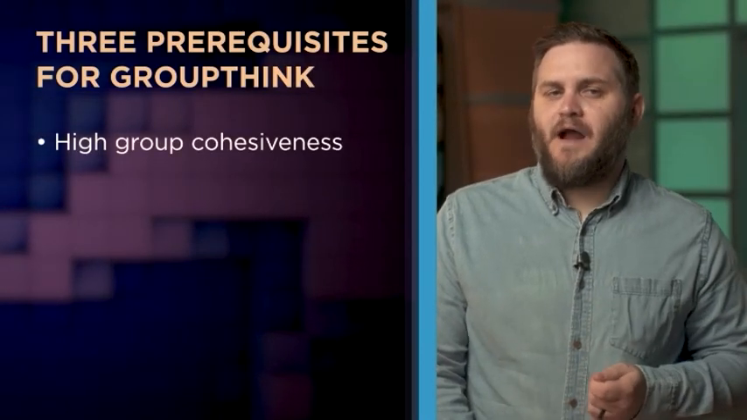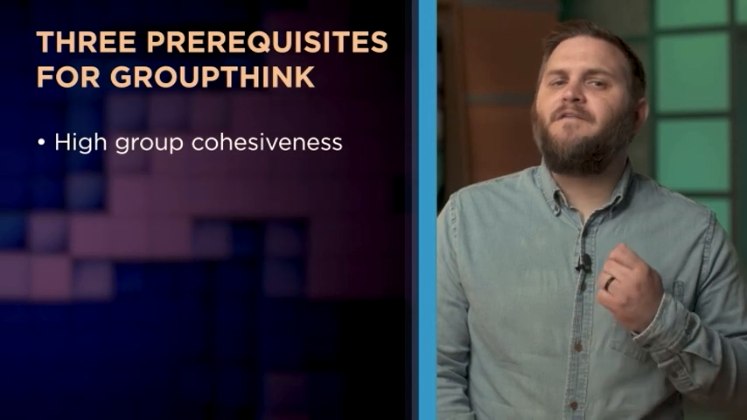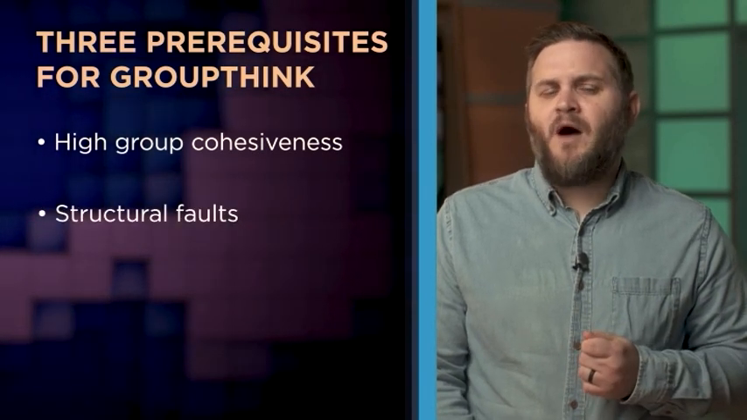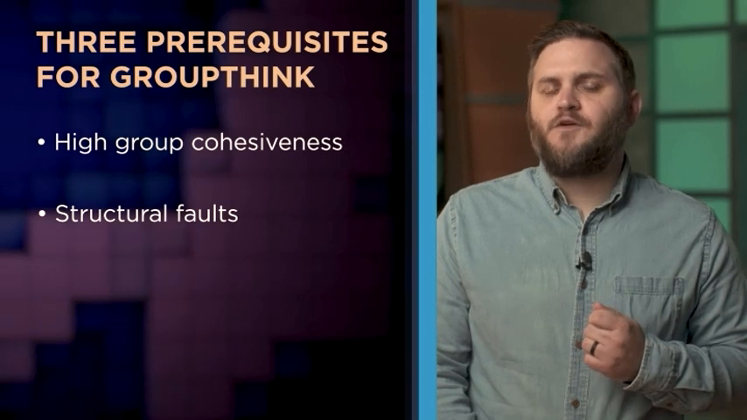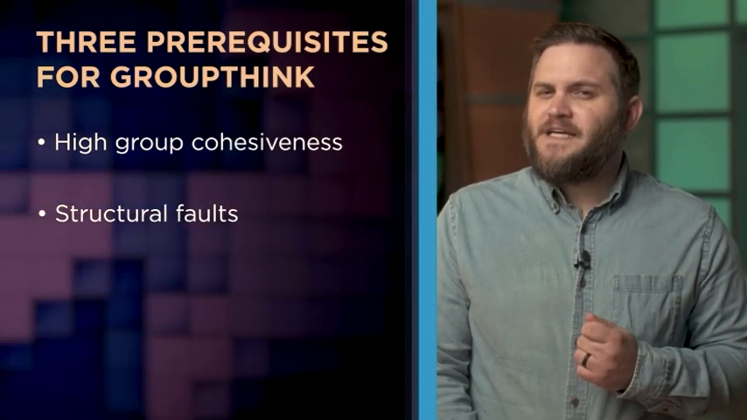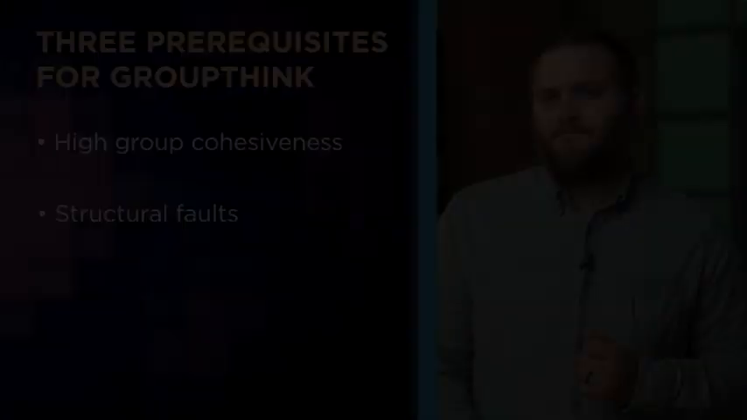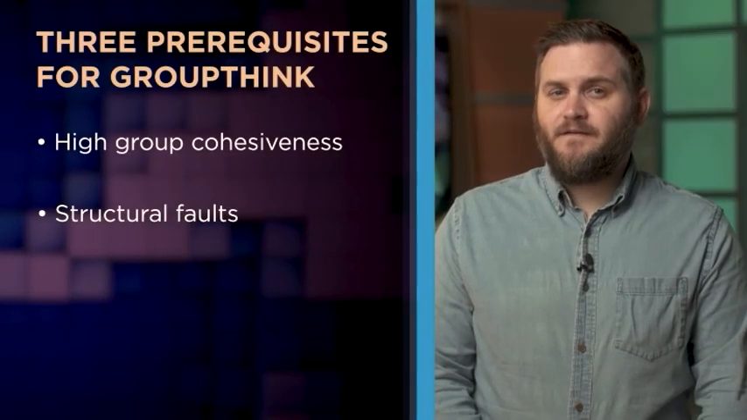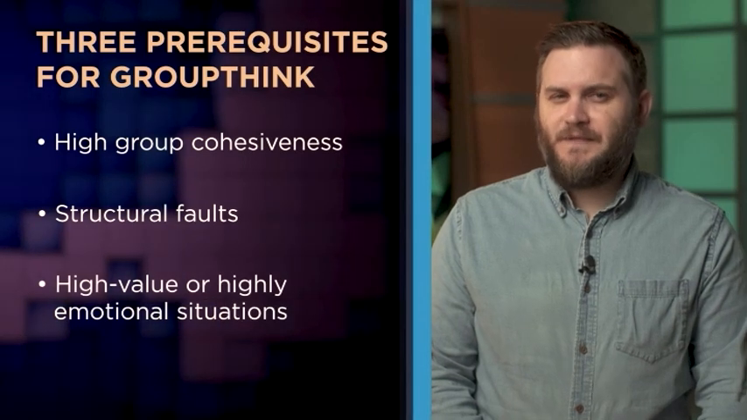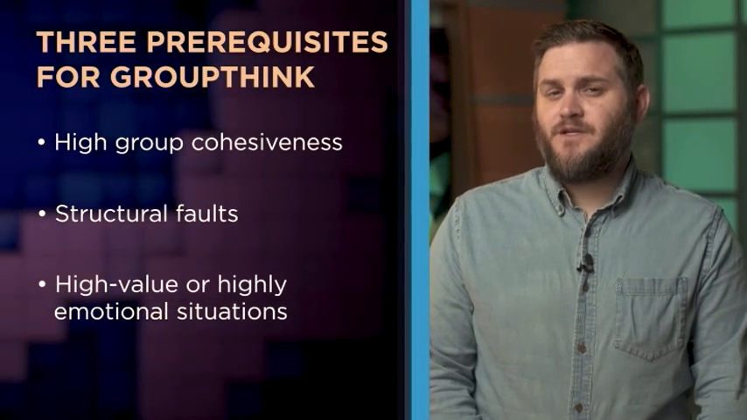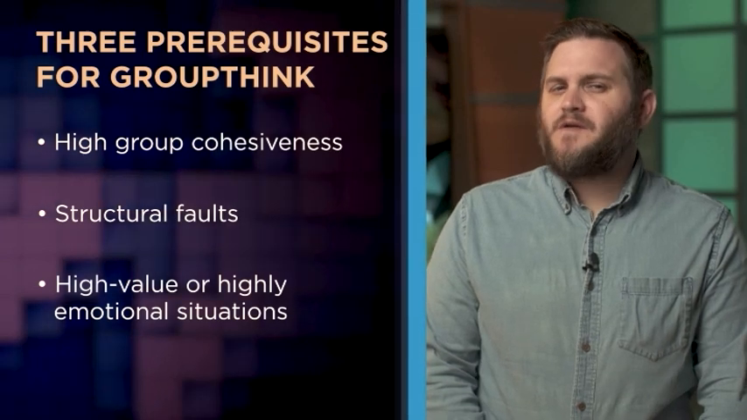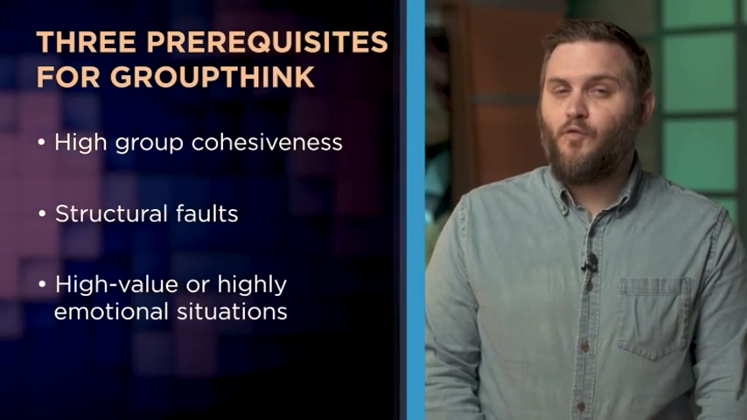The second prerequisite involves what Aldag and Fuller called structural faults. These are the problematic elements existing in the group itself. One such problem is for the group to be insulated. The third and final prerequisite for groupthink to occur has to do with the situation itself. In a high-value situation or a highly emotional or charged decision, there is more pressure to conform to the overwhelming decision.